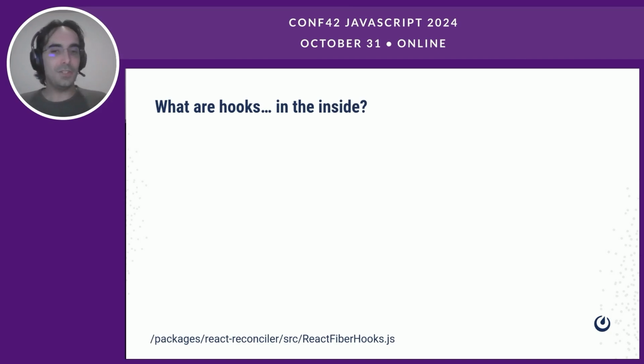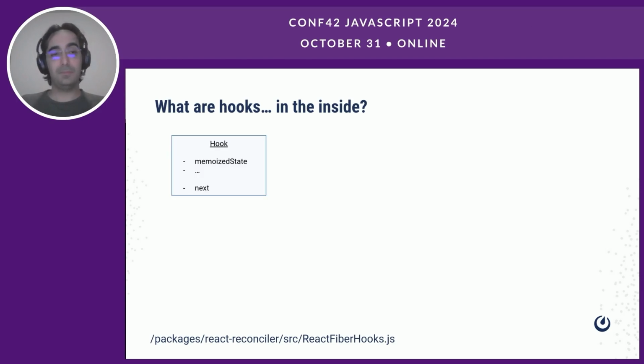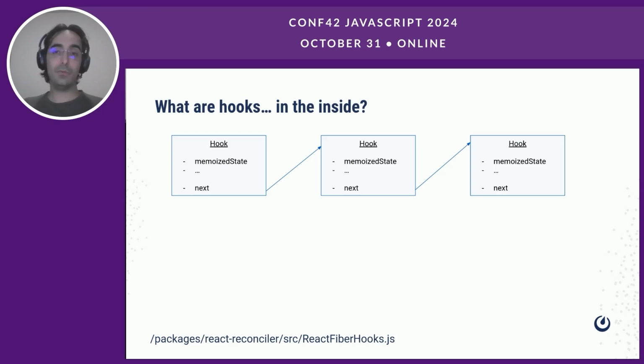So what are hooks on the inside? What's behind the smoke and mirrors? I'm just going to take a peek behind the curtain. You can see there where in the React code base this is. A hook is an object that has a memoized state, some other props that I'm not going to get deep into now, and the next. And what is next? Just a link to the next hook. So hooks are just a linked list.